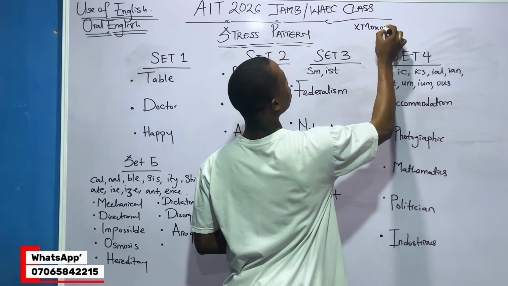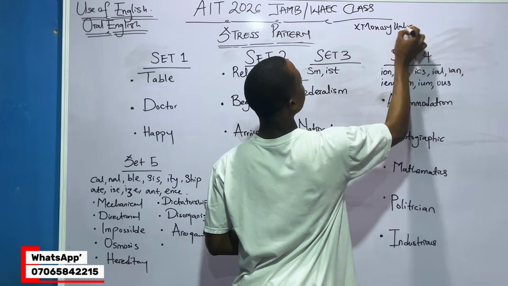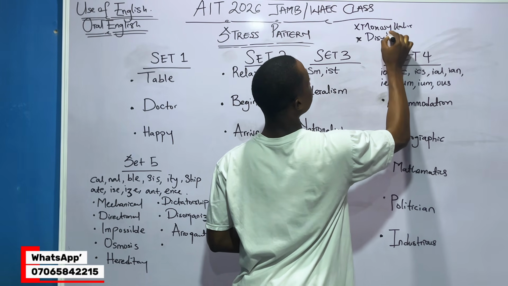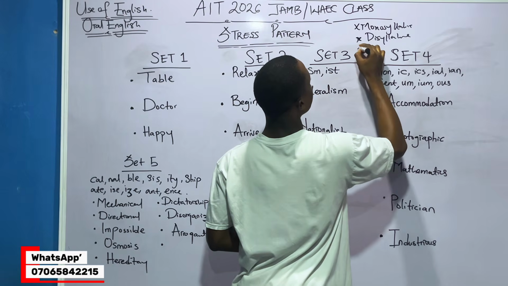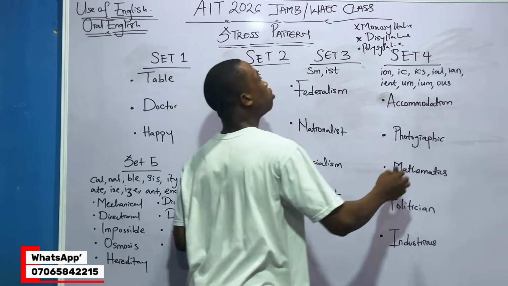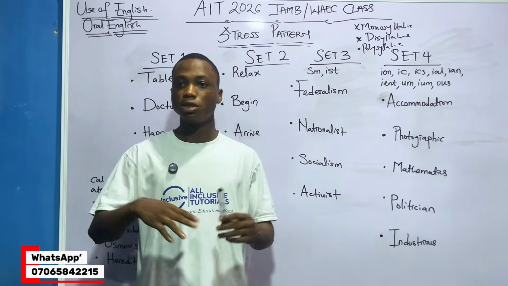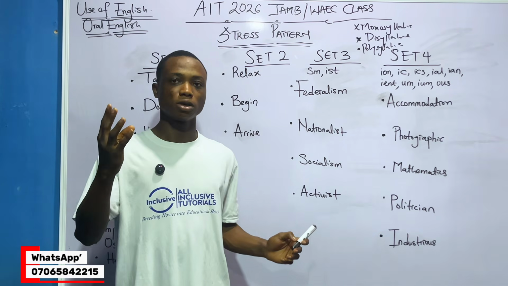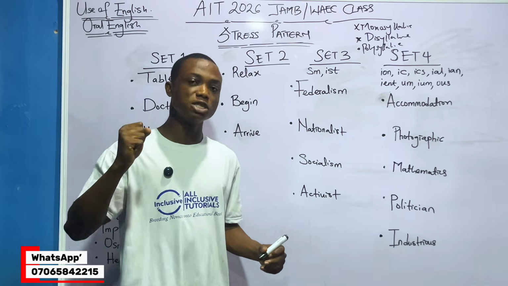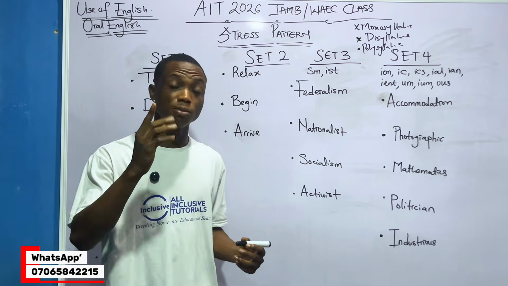Before we start solving, take note that we have what we call monosyllabic words, and we also have disyllabic, and we also have polysyllabic. Monosyllabic words are words with just one syllable. For example, come is a monosyllabic word because it just has one syllable.